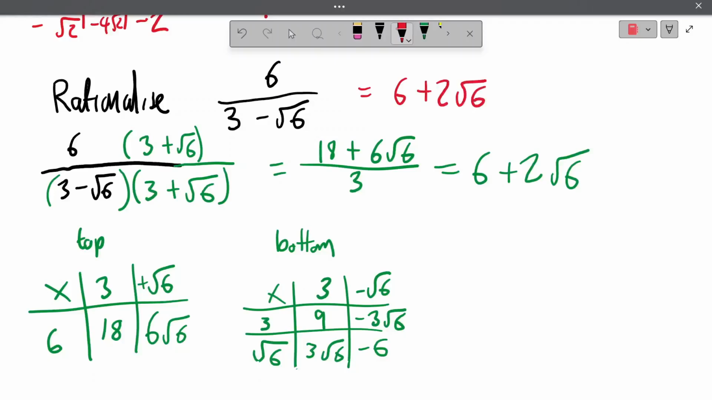2 root 6. So what we're doing here is getting rid of that square root at the bottom of the fraction. You don't tend to be able to get rid of all square roots. And the main purpose in real life would be in programming, probably, if you were designing a program so that you don't have to divide by horrible square root numbers.